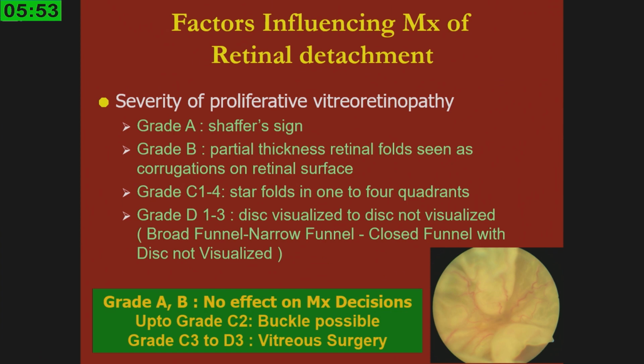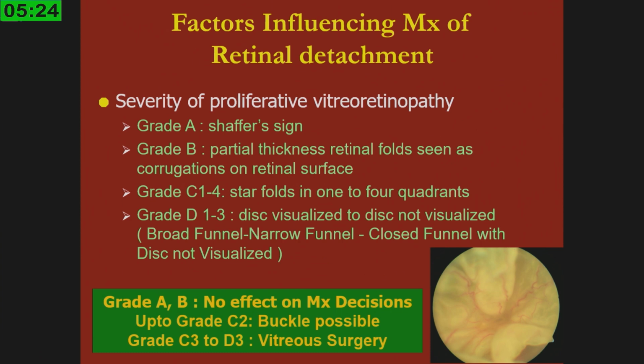In addition to that, you picked up the hole, but if there is proliferative vitreoretinopathy, then it will again prevent the retina from settling back. So what are the grades of that? The old classification was A, B, C, D. A was Schaffer's sign, which is pigment in the vitreous. B was partial thickness folds. A and B do not really affect your prognosis. But what about C1 to C4? These are star folds in various quadrants.